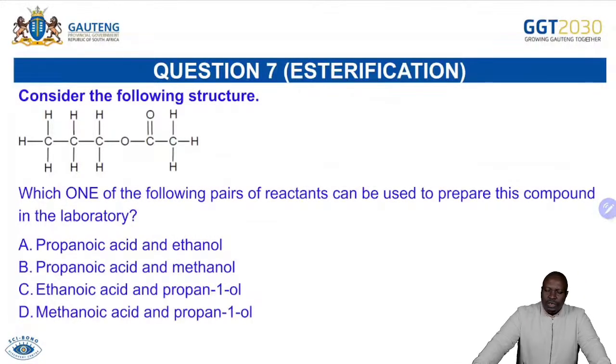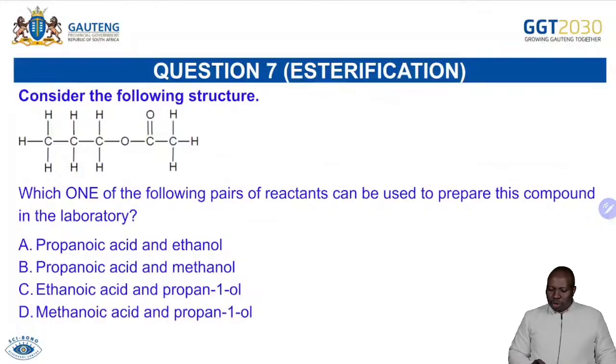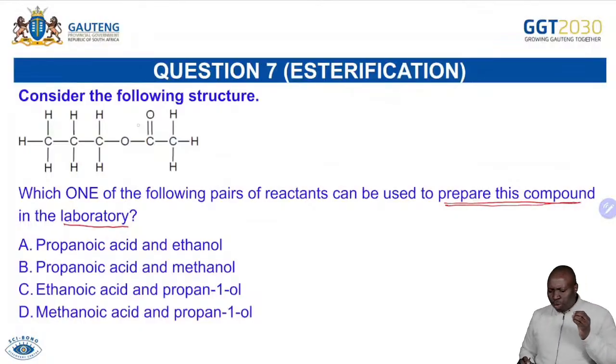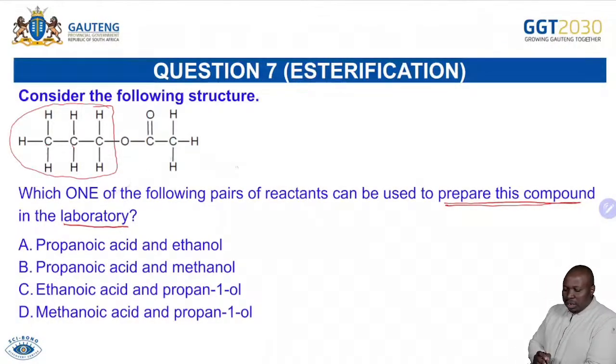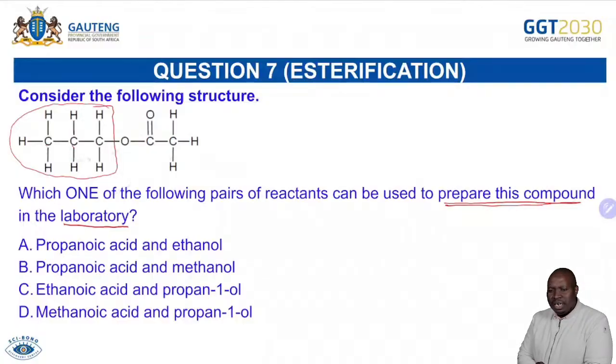Now, consider the following structure. Which one of the following pairs of reactants can be used to prepare this compound in the laboratory? Very important. Which ones can be used to prepare this compound in the lab? So you go and check now to say, okay, let's check how many carbons we have this side of the oxygen. You can see that we have 1, 2, 3. And this part of the structure that doesn't have a C double bond O is from the alcohol. So you have to see that we had an alcohol with three carbons.